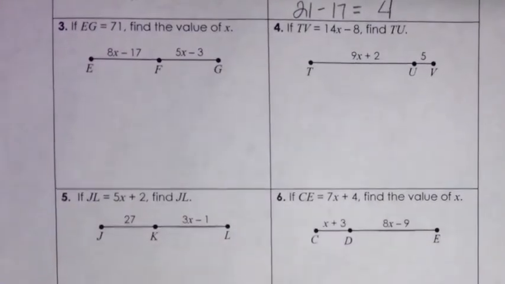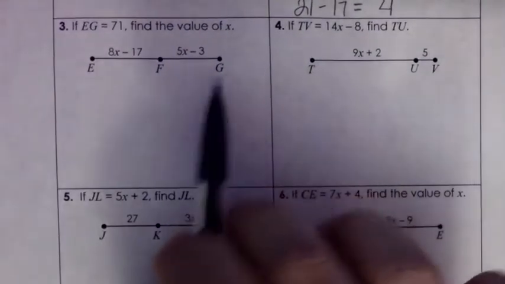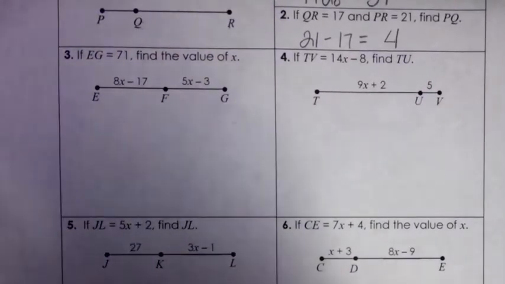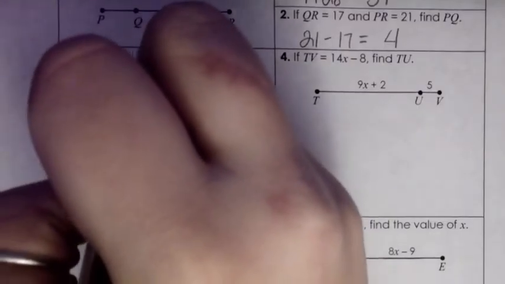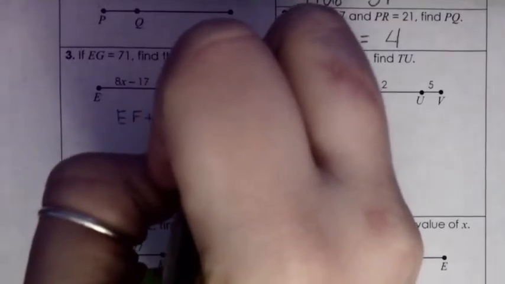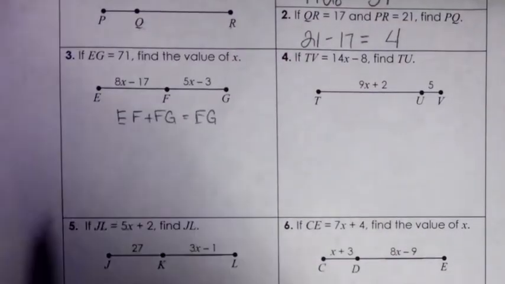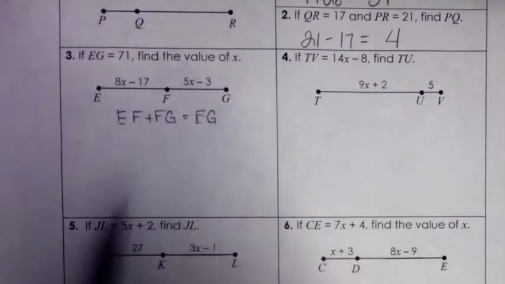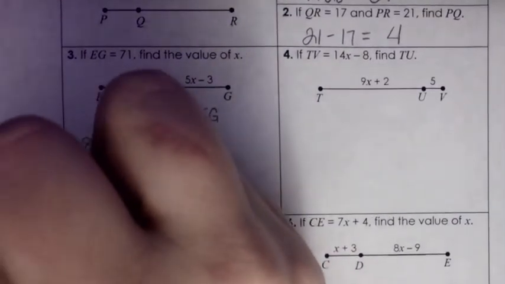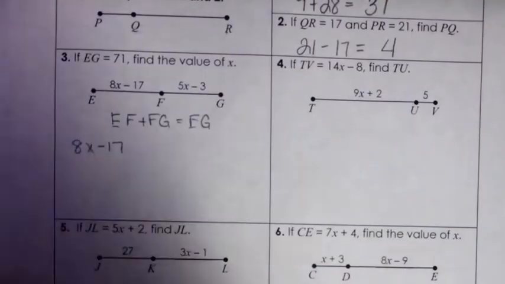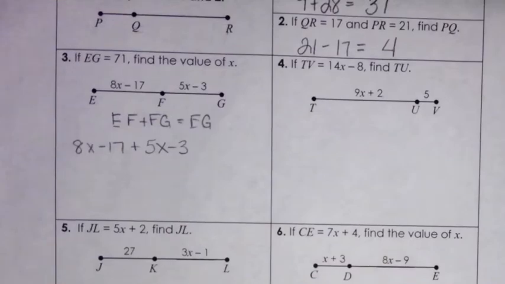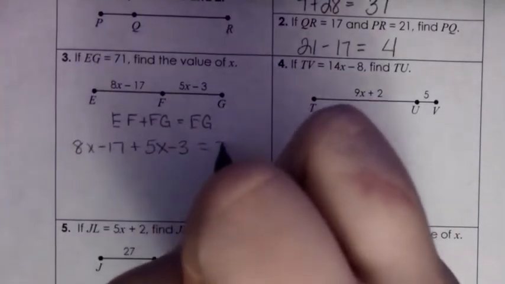Moving down here, we are told that EG, the whole thing, is 71. We need to find the value of X. Okay, so we know EF plus FG is equal to EG. This is the segment addition postulate. EF plus FG is equal to EG. Okay, well, what is EF? EF is 8x minus 17. And we know FG is 5x minus 3. And what is EG? Well, we're told EG is 71.